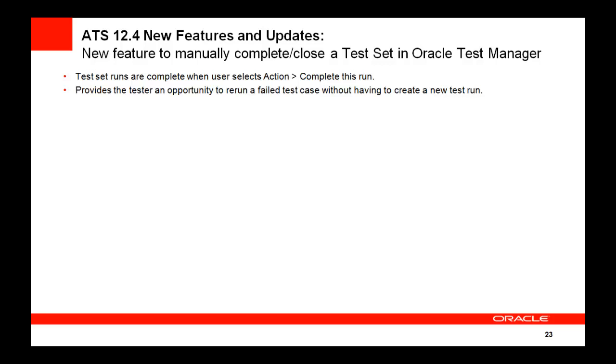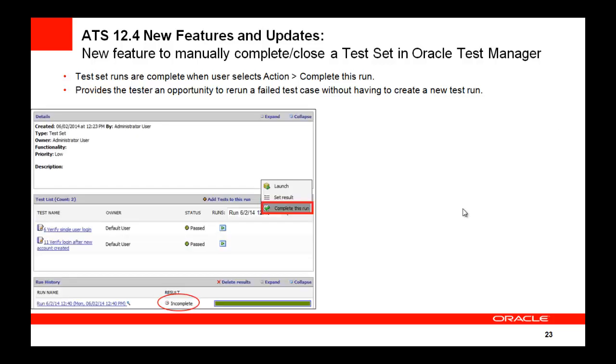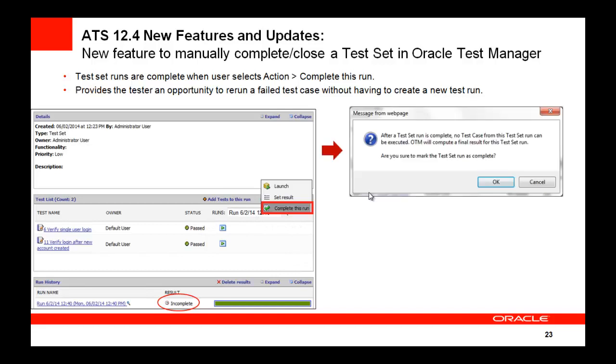Let's quickly walk through this process. In this example, we have a test set with 2 test cases that are passed. Notice that the result is incomplete. To set the test run as complete, hover over Actions and select Complete this run.